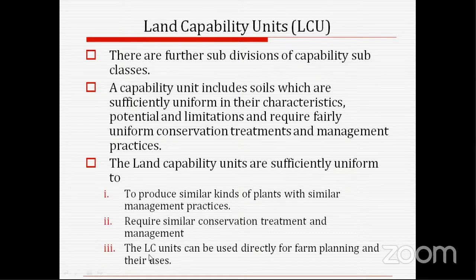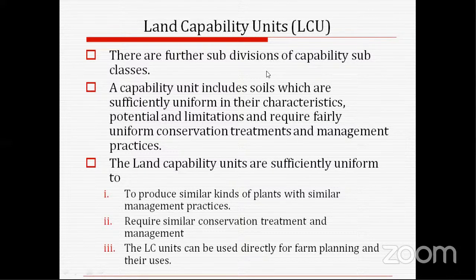And also the land capability units, LC units, can be used directly for farm planning and their uses. This is a major point. So we can plan the crops: what kind of plant should be given there, what kind of farm planning should be there. We can recommend to the farmers in a very direct manner. So this is called the land capability units.